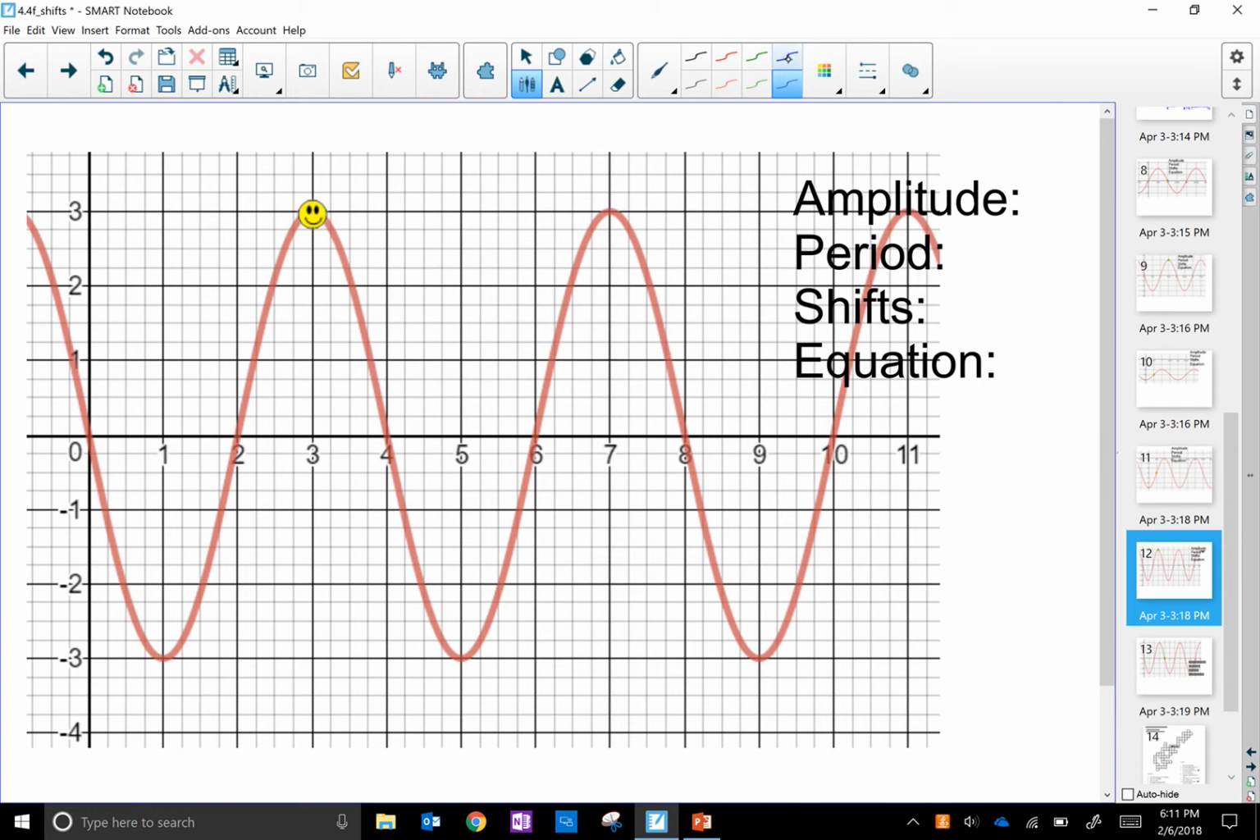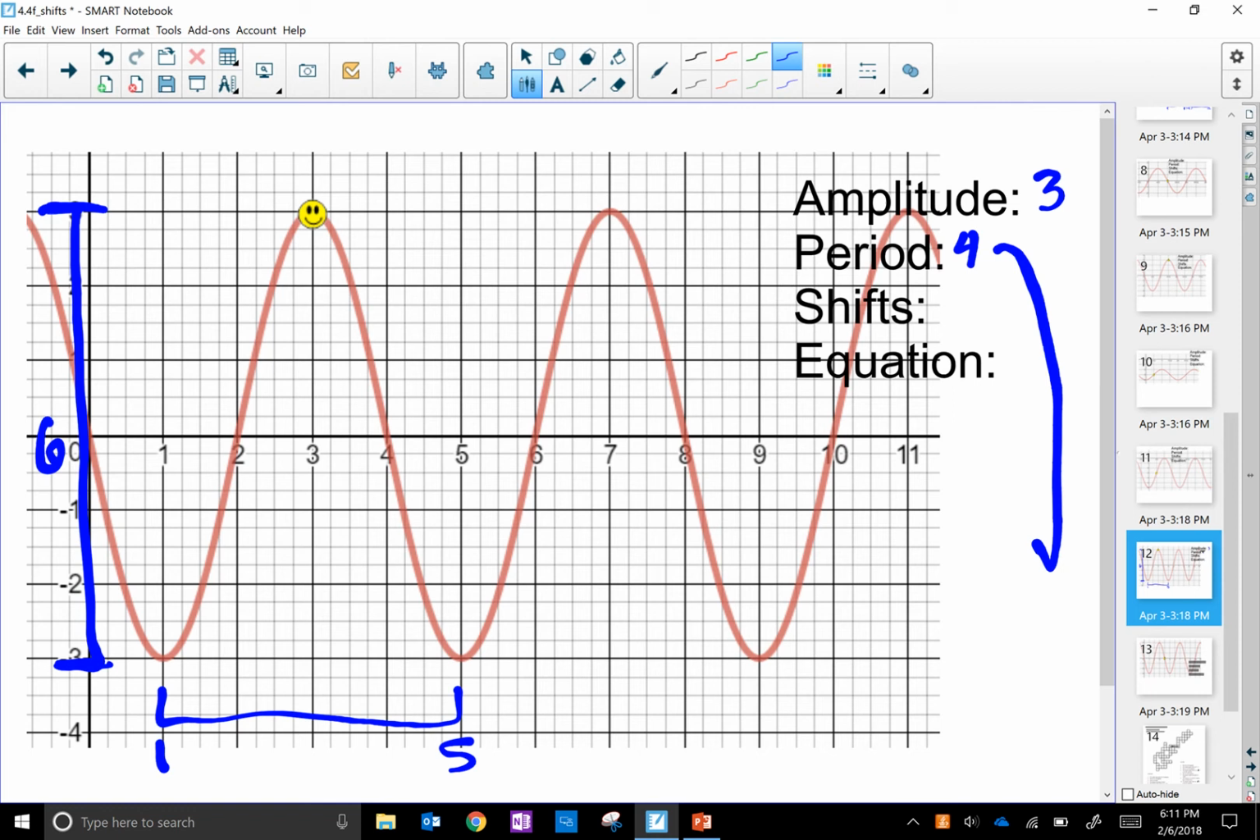So start with the amplitude. So the amplitude is from 3 to negative 3. So that's a total distance of 6, which means in this case my amplitude again is 3. The period would be the distance from minimum to minimum. So from 1 to 5, that's a period of 4.